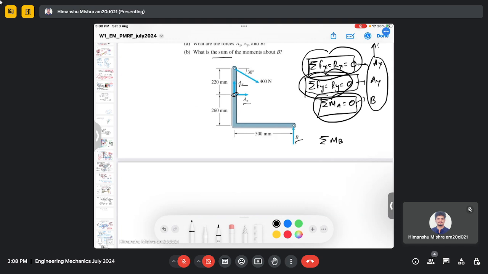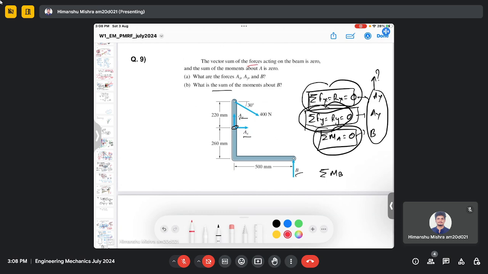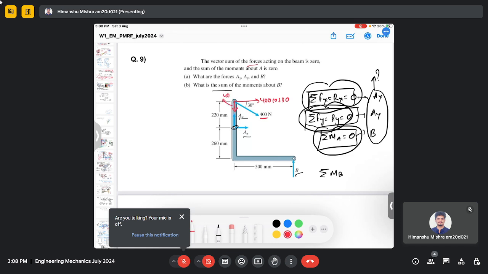So for this force, we can actually take the component. So this is our horizontal component, which is 400 cos 30, and this can be our vertical component, which will be 400 sin 30.